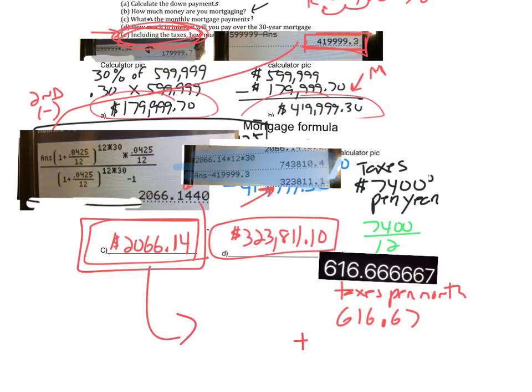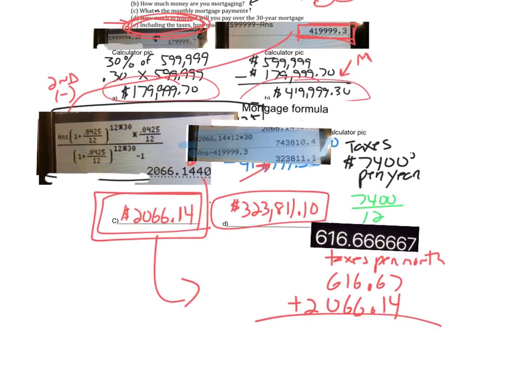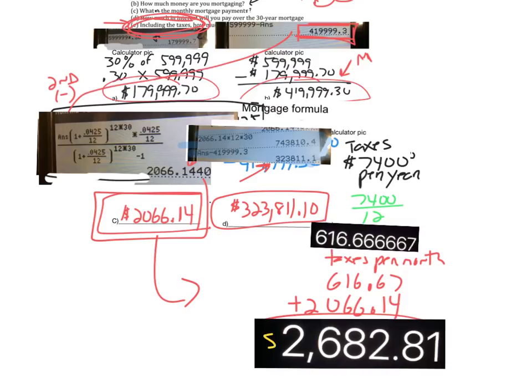And then we're going to take that and add the monthly mortgage payment, the $2,066.14. So here, if you decide to go with this Massapequa house, you're going to be paying $2,682.81. So that's going to be our key number. We're trying to see which of these two houses is the better deal, so which one has the lower total monthly payment. So now let's go to the other house and calculate all of its information.